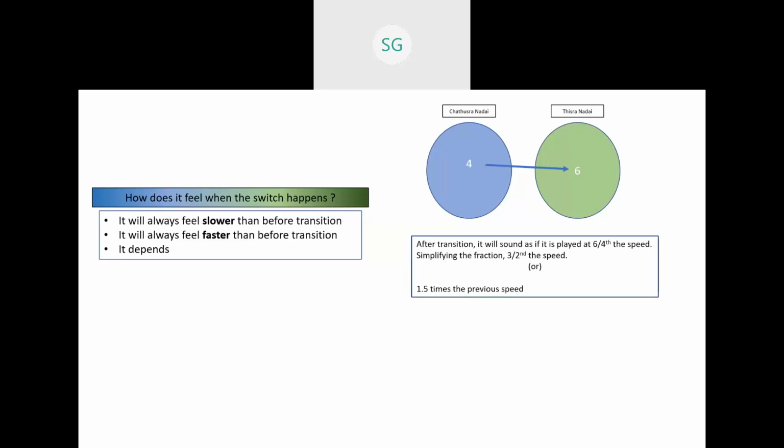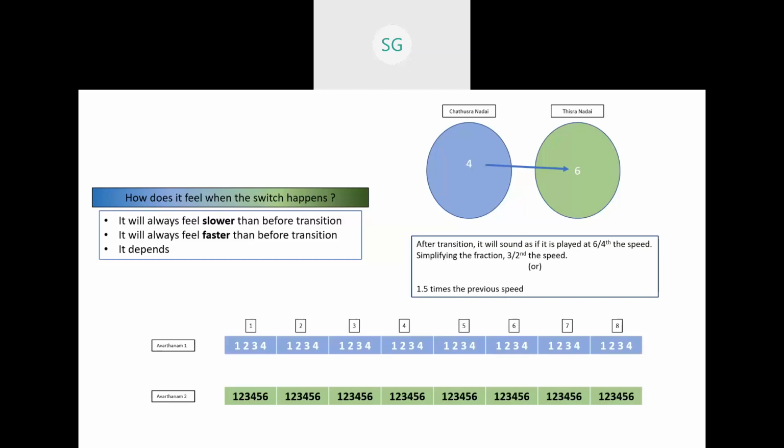Again, if you understand the concept really well, you should be able to put a number to it. Once you put a number to it and you can measure it, then you understand it properly. So obviously it feels faster. How much faster will it feel? It will sound as if it is played at 6/4 the speed. If you simplify the fraction, that is 3/2 the speed, or it will feel as if you are playing 1.5 times as fast as before the transition. Understand that very clearly. Visually it will look like this: you had 4 matras to a beat in chathurasra nadai, and then we are moving to 6 matras per beat. Let's give an example.